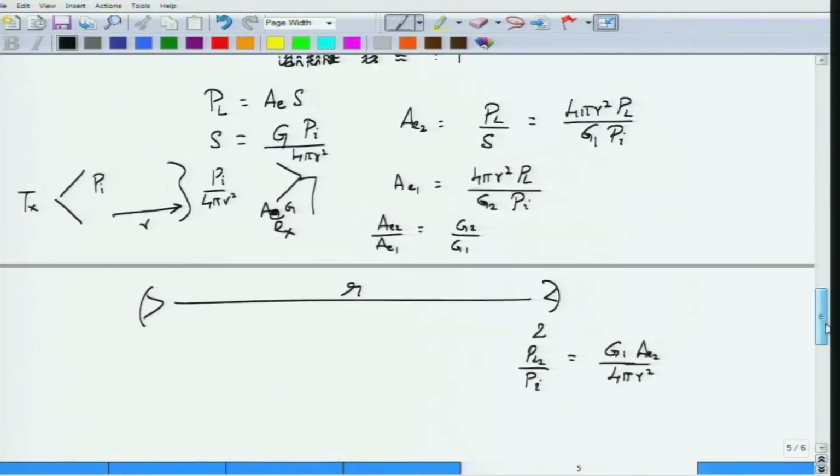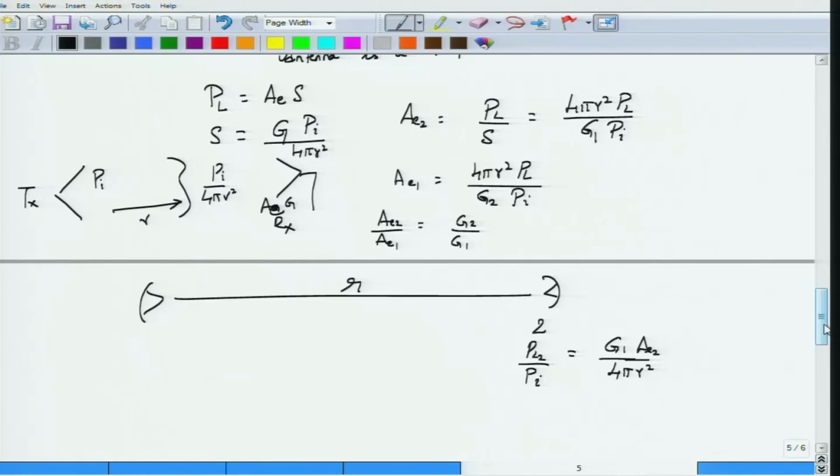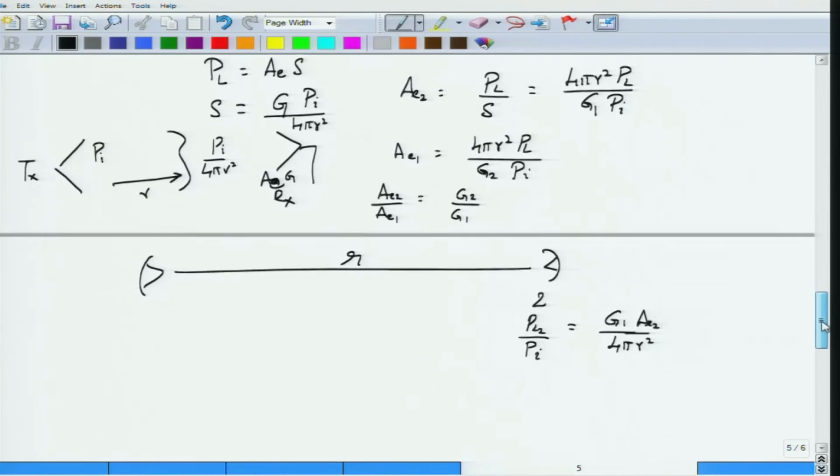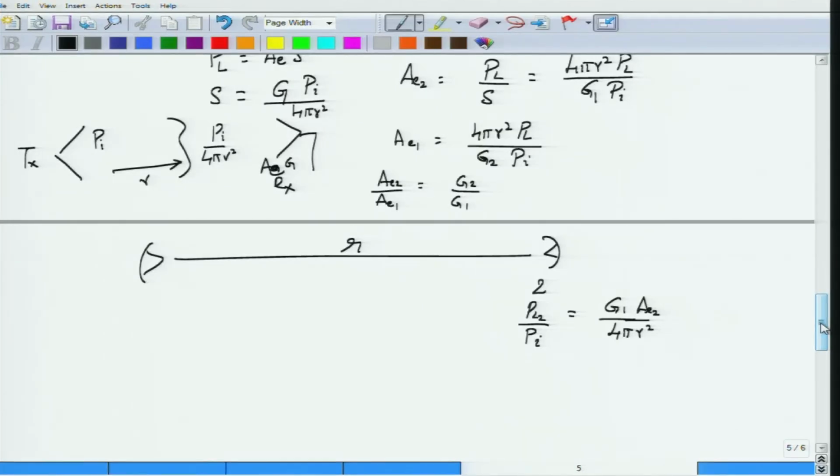So, go back to the earlier expression for AE2 and rearrange it in such a way that the power dissipated in the second antenna is given by G1, the gain of the first one, divided by 4 pi r square, into AE2. Now, because the antenna is essentially acting as a reciprocal device, we can show that the power absorbed by the first antenna would be equal to the power density produced by the second antenna times G1 divided by lambda square by 4 pi.